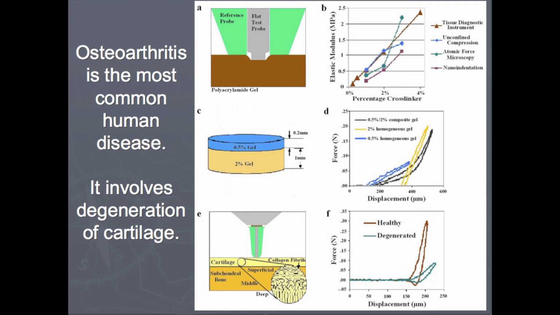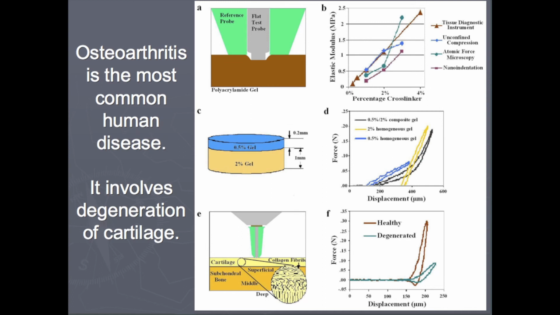In this case, the instrument is used with a reference probe sitting on the surface of the cartilage, and the test probe making flat indents into the cartilage. One of the interesting things about cartilage is that it's a layered material. It doesn't have the same mechanical properties all the way through. This slide also shows the studies we did to see the ability of this instrument to measure the properties of a multi-layered sandwich. We put a softer gel on top of a harder gel and showed that the instrument could detect both the softer gel and the harder gel.